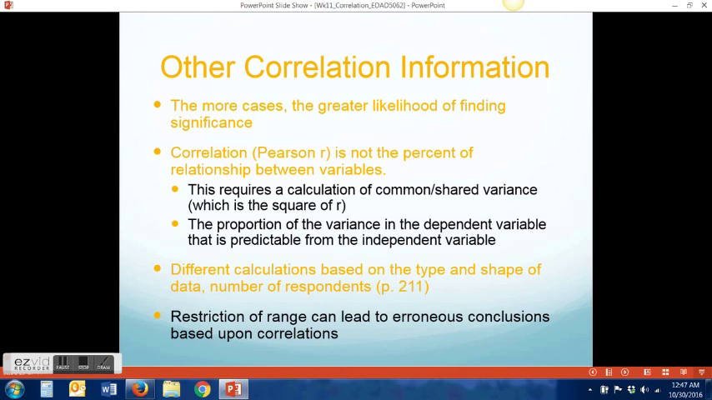That requires an additional calculation, which is to take that correlation coefficient and square it. We call that R square. And that essentially is a measure of the common or shared variance between those two variables. Or we can think of it as the proportion of the variance in the dependent variable that is predictable from the independent variable.